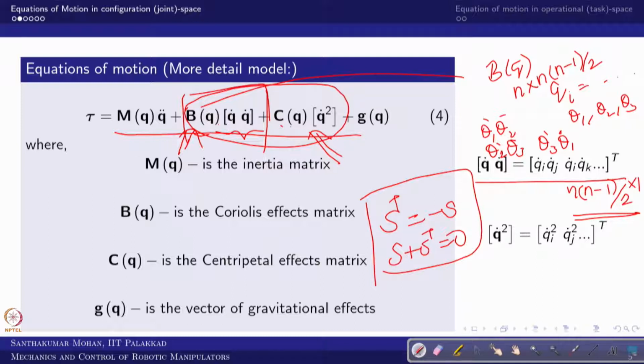Similarly, M of q, which is the inertial term, cannot be negative. In that sense, M of q is a positive definite matrix. Further, this M of q gives one additional aspect: it is a symmetric matrix, in the sense M transpose of q is equal to M of q. All of this we will see in detail in the upcoming slides. So now this is the detailed model.